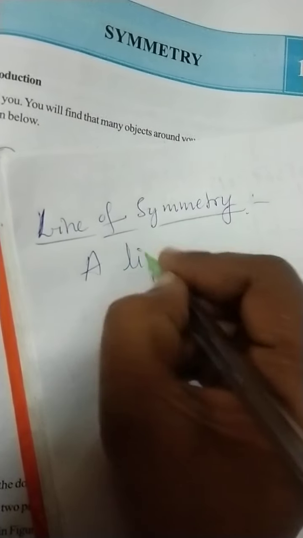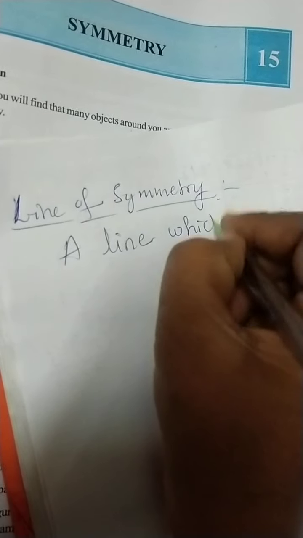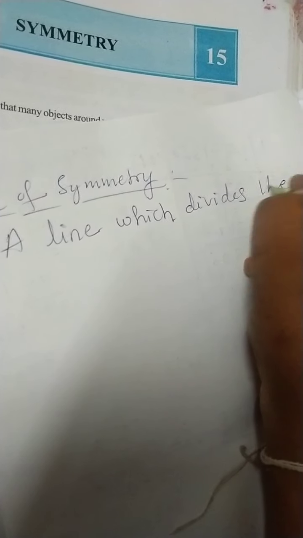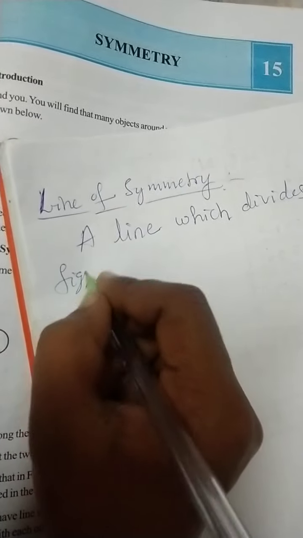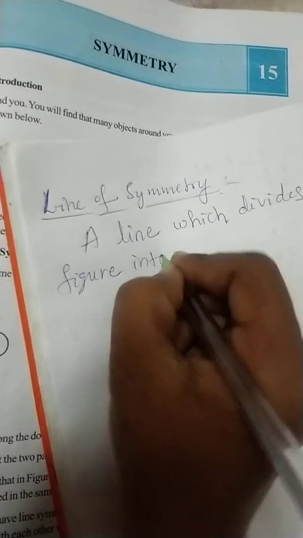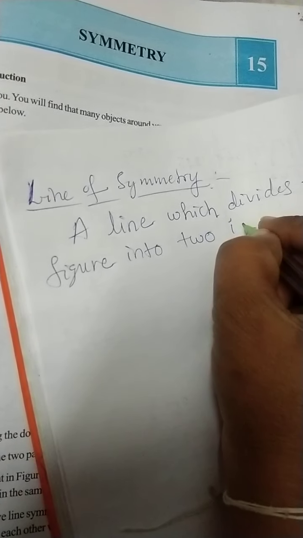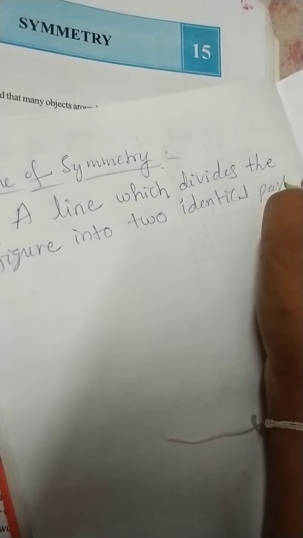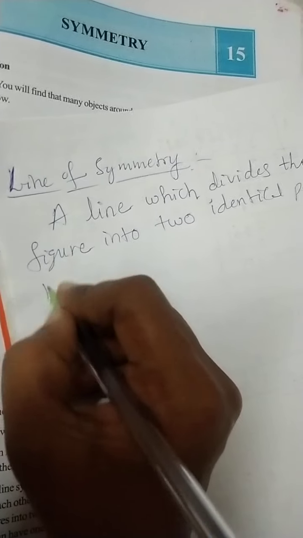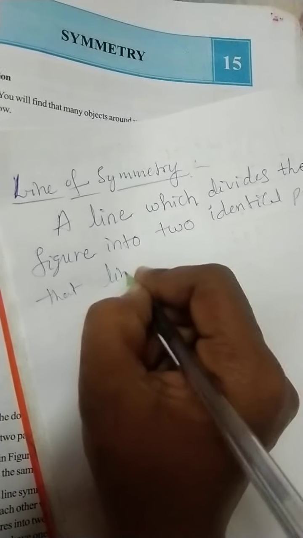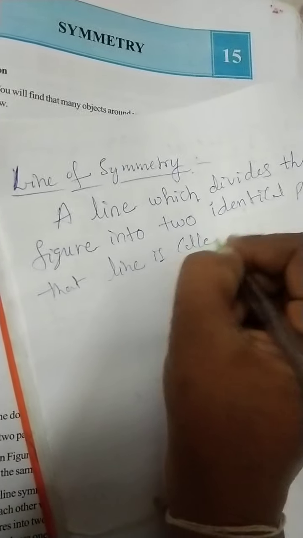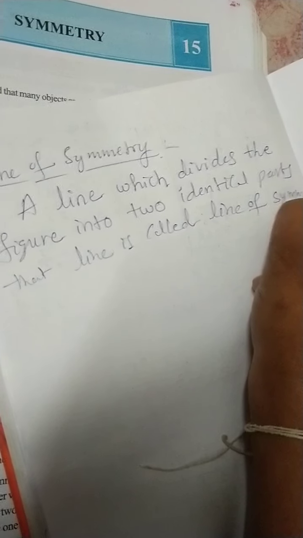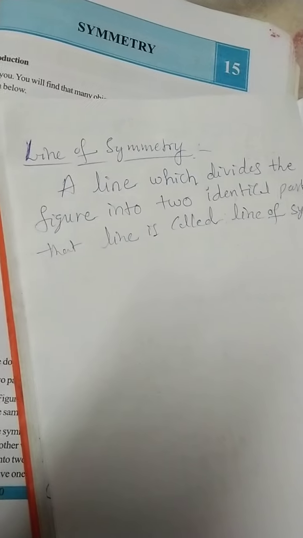A line which divides the figure into two identical parts. That line is called the line of symmetry. This is the definition of line of symmetry.